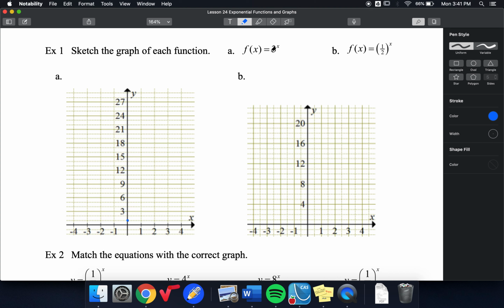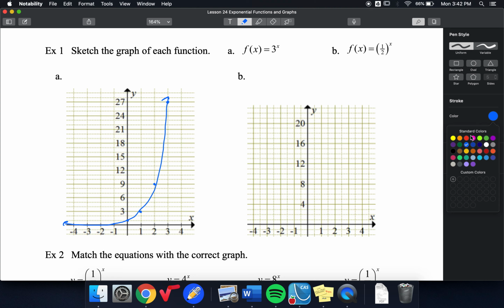The next point I'm going to look at, I'm going to think about 3 to the power 1. Of course, that's 3. 3 squared is 9. 3 cubed is 27. And this is why I call it exponential growth. It's growing really quickly. 3 to the power negative 1 is 1/3. So already I'm close to my x-axis, 1/9, 1/27. Too small for me to graph, so I'm just gonna get close. And then I'm gonna shoot on up.